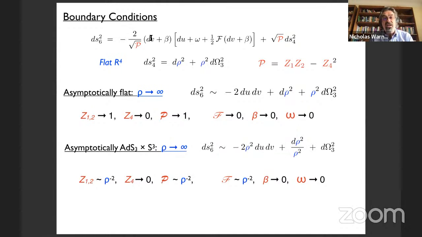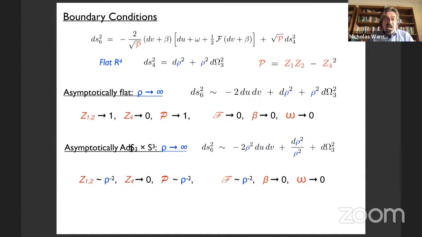So you get rho squared here. Now you get minus rho squared du dv, which is this term here. And then from here, you've got a 1 over rho squared, which multiplies the d rho squared here. So you get d rho squared over rho squared. And then the usual thing that happens in near brane physics, the rho squared in front of the spheres is canceled by the 1 over rho squared and the warp factor. And so you get asymptotically AdS.